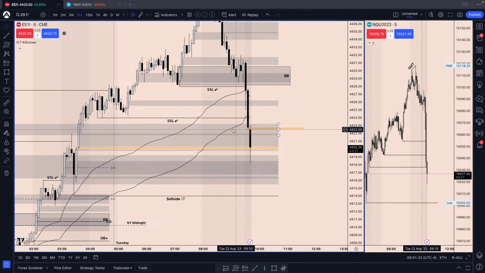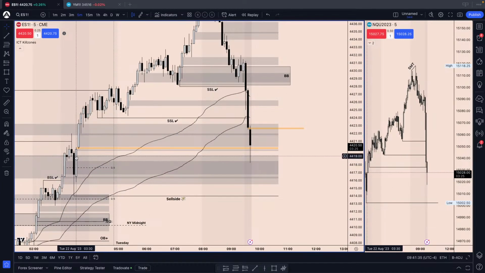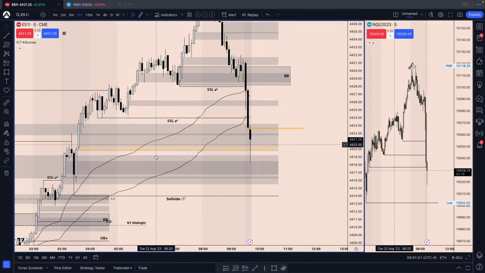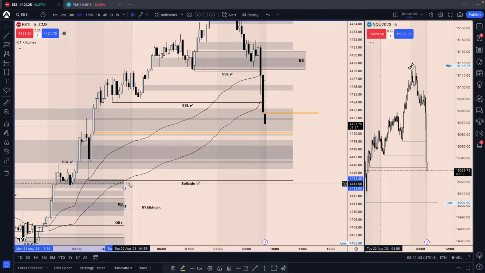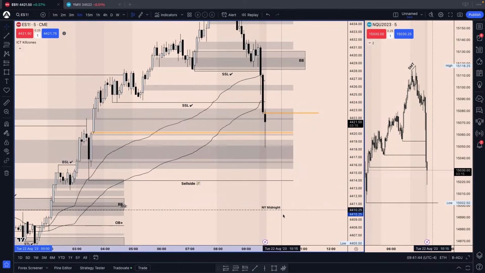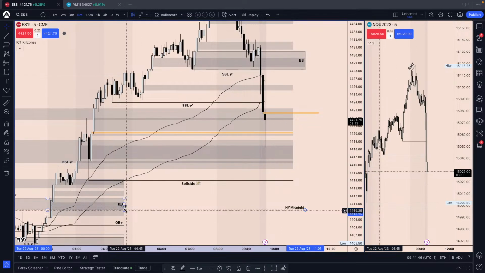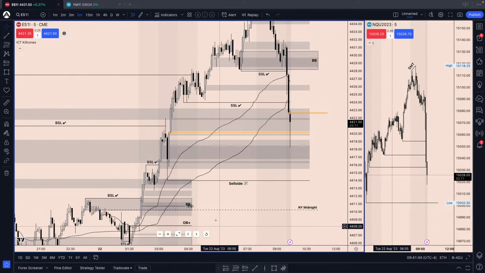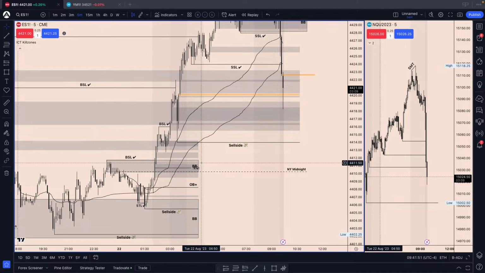We closed below the VWAP, open up with a volume imbalance. Next sell side target would be right here. Let's get rid of some stuff that we do not need. Right down here we have that New York midnight level, and we have our London session breaker block, which we also didn't fill.